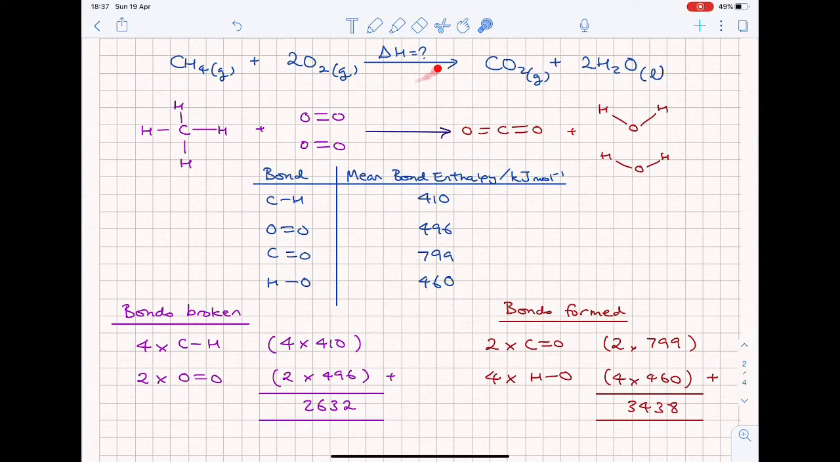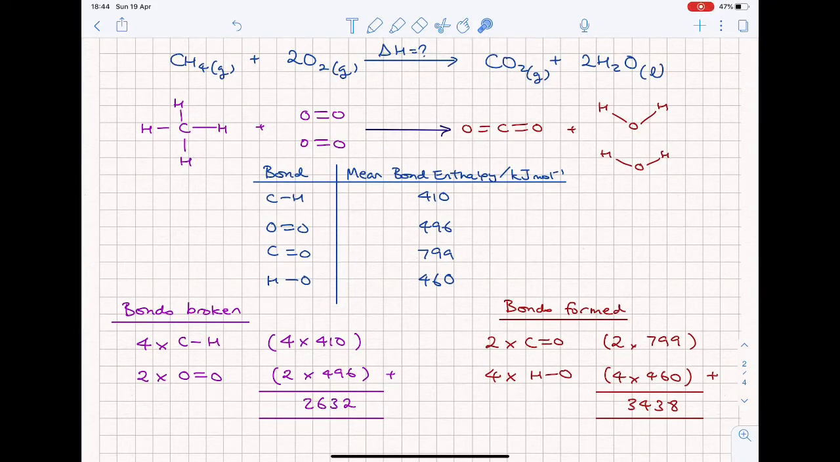So let's work out the enthalpy change of this reaction, which is 1 mole of methane reacting with 2 moles of oxygen to give us 1 mole of carbon dioxide and 2 moles of water. We sum up the bond enthalpies for 4 moles of carbon-hydrogen bonds and 2 moles of oxygen-oxygen double bonds to give us the energy needed to break all the bonds in the reactants. We then sum up the bond enthalpies for 2 moles of carbon-oxygen double bonds and 4 moles of hydrogen-oxygen single bonds to give us the energy released when the new bonds are formed in the products.